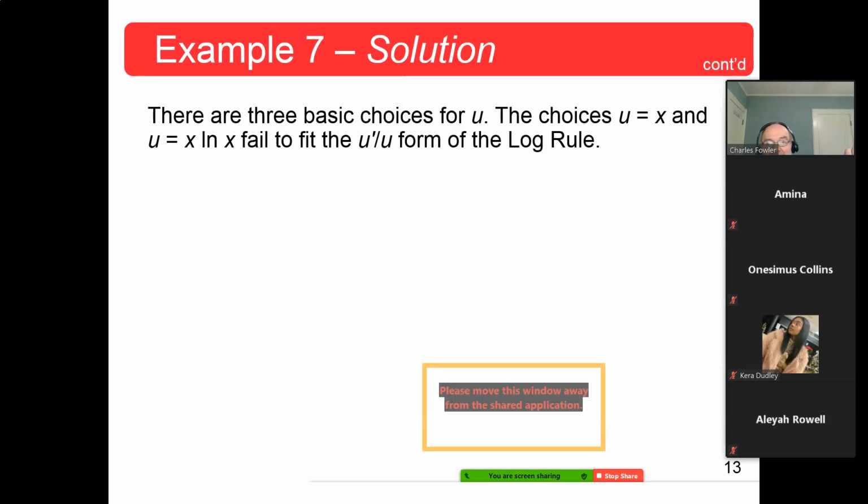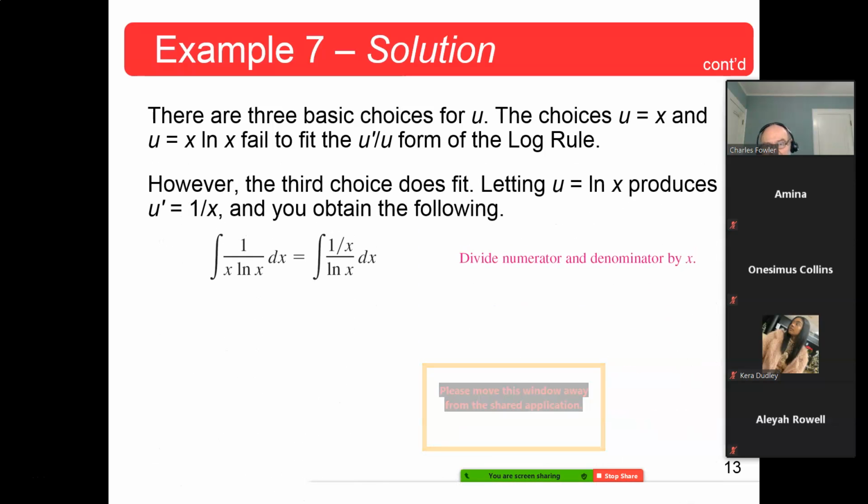The better way in my mind to think of it is if you choose log x as your u, the derivative of log x is 1 over x, and that's exactly what you got there. Which is doing the same thing, but it seems like they want you to look in the crystal ball, see what the answer is, and then say, well, here's how you got the answer. Whatever floats your boat. The third choice does fit. Let u equal log x produces u prime equal 1 over x dx, and you obtain the following.